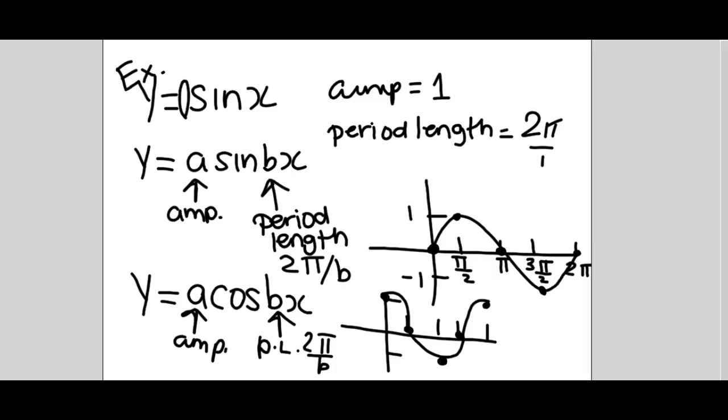Okay, so that was example 1. Yeah, period length is 2 pi over B. Okay, so example 2 says, any function of the form a f of x is related to y equals f of x by the vertical stretch of... Okay, so that's a lot of craziness they're talking about. All they're talking about is the amplitude, which we talked about already.